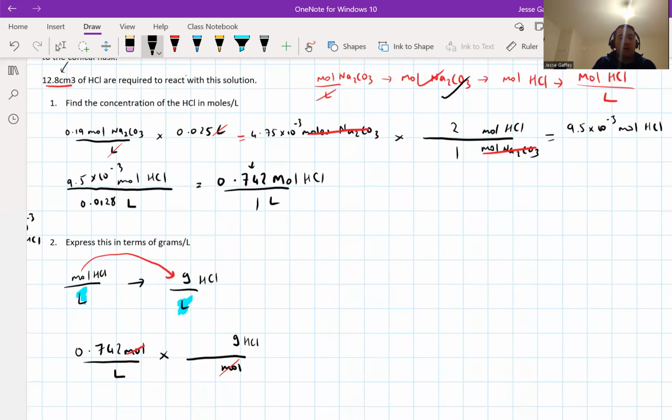So what I need to do here is find out what's the relationship between moles and grams of HCl. For 1 mole, how many grams of HCl is that? Well, I'm using 35.5 for chlorine, that's the number that's in the log tables, plus 1 for the hydrogen, and that's given me 36.5. 36.5 grams for 1 mole of HCl. And now I have a fraction to do. 0.742 times 36.5 over 1.